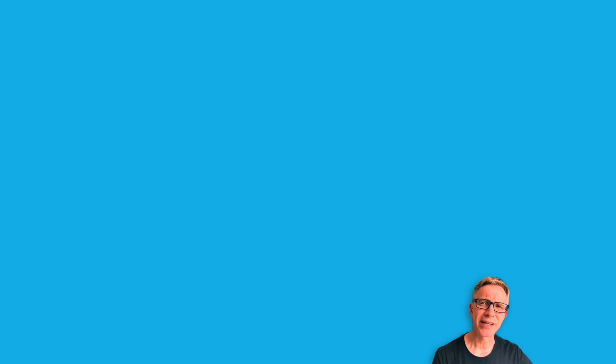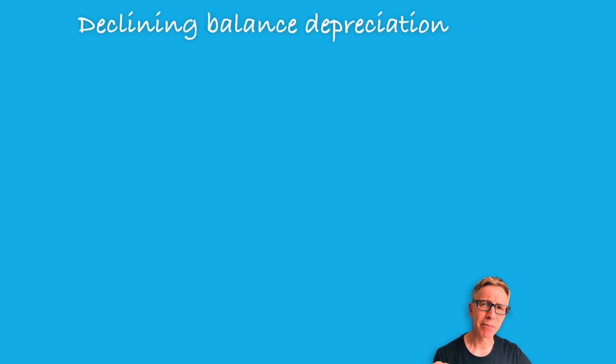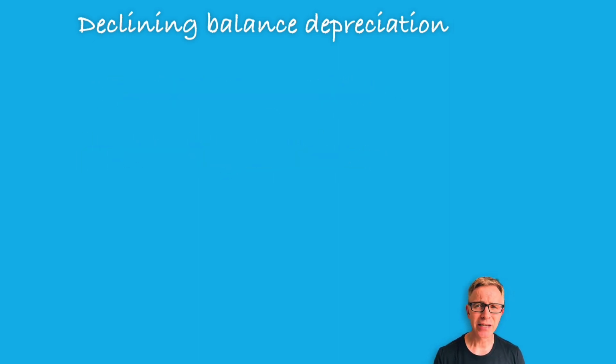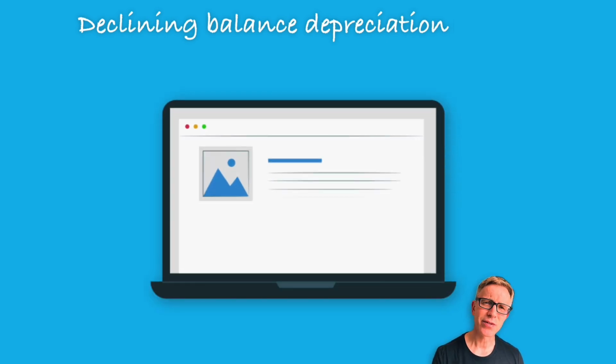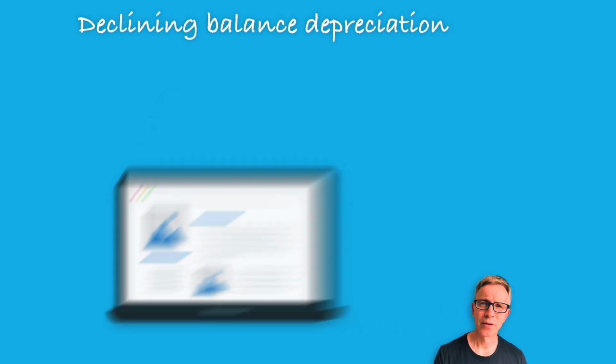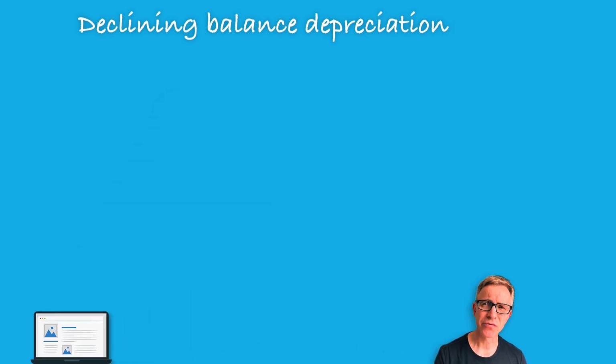Another common way to calculate depreciation is the declining balance method. It's sometimes called diminishing value or reducing balance. Here, depreciation is charged at a percentage of the asset's book value. Let's see how this works using that computer as an example. We'll use a declining balance depreciation rate of 40%.